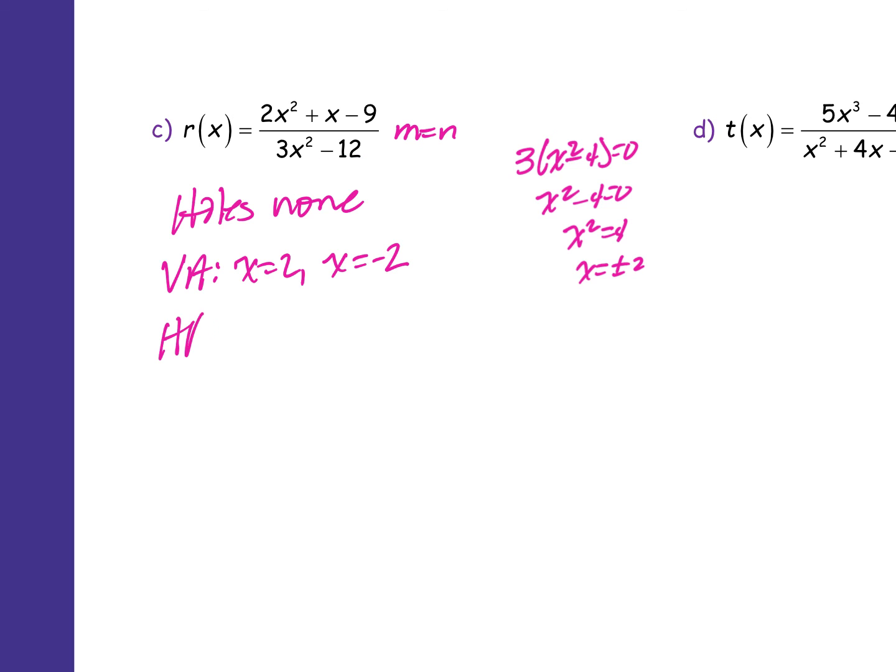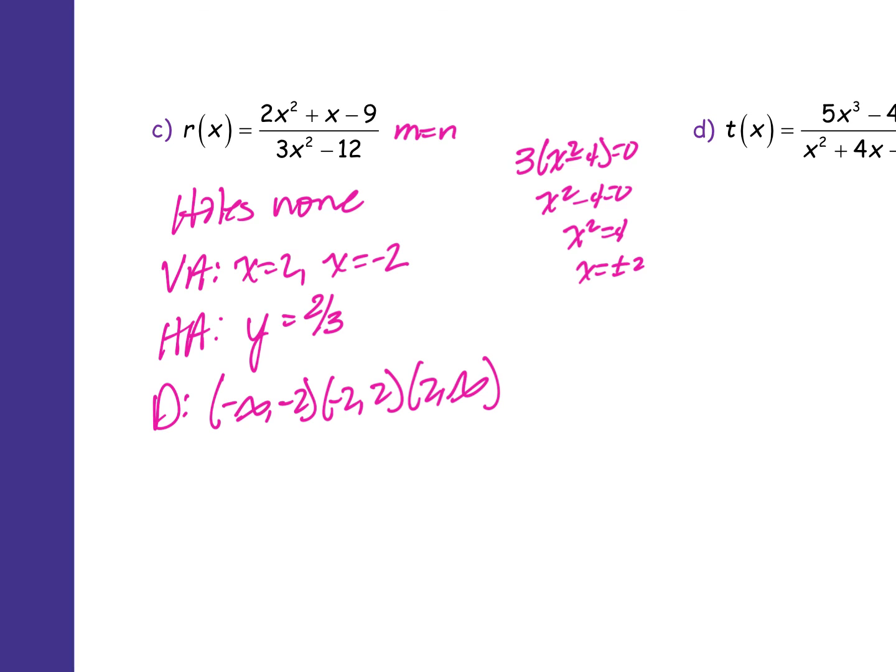My horizontal asymptote, because they're the same, is y is going to equal 2/3. And my domain is going to be from negative infinity to -2, -2 to 2, and 2 to infinity.